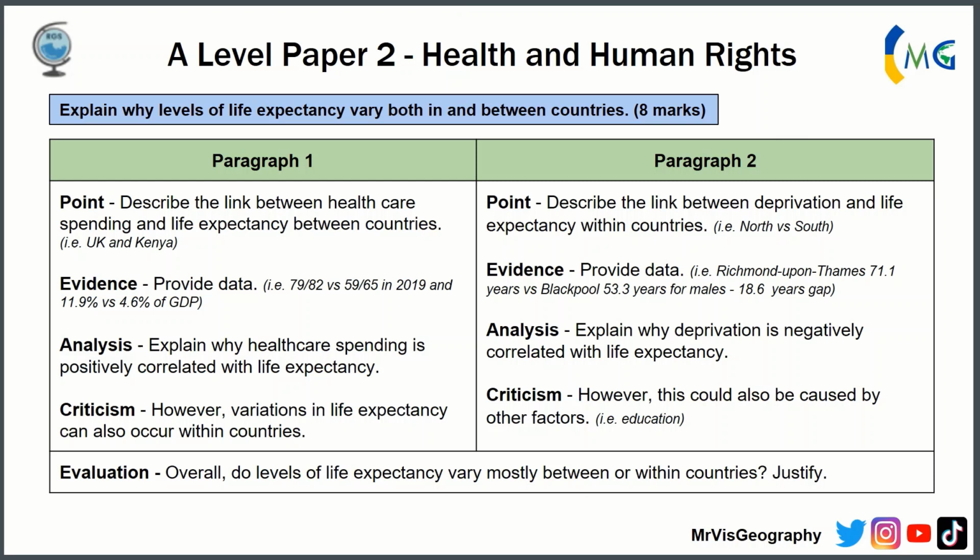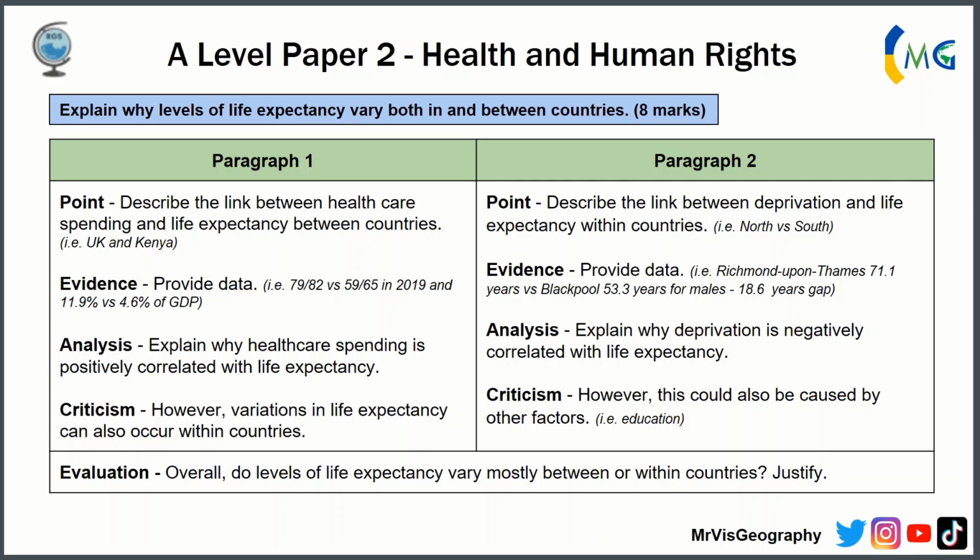In this 8-mark question, you are asked to explain why levels of life expectancy vary both in and between countries. So the key thing to understand is the question is asking you to do two things: look at life expectancy, but doing so inside a country and between at least two different types of countries. So the way I'd answer this question is dividing it in two paragraphs.